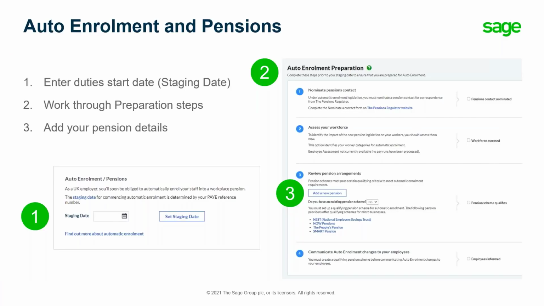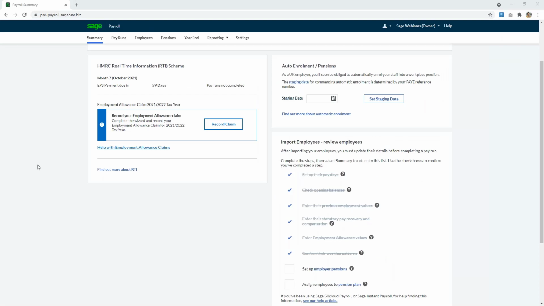So 3 steps I'm going to take you through in the next demo. We're going to enter a duty start date or staging date. We've then got a preparation checklist that we can quickly work through. And then in step 3, I'm going to add some pension details. So I'm going to point out some of the key settings there to get right so that pension deductions have been made correctly. So I'll just jump out of the slides again.